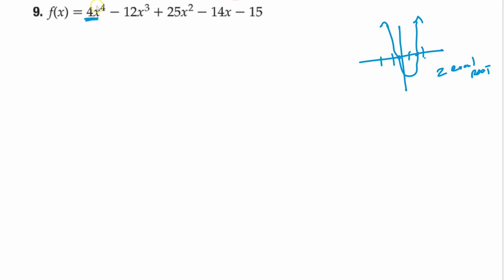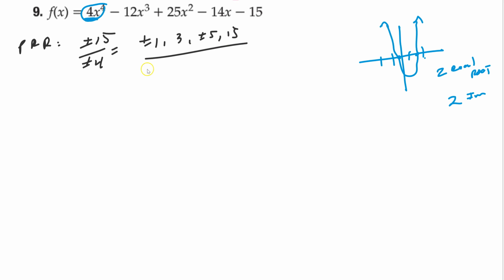We have x to the 4th, so there's going to be 4 roots in total, 4 complex roots in general. So there must be 2 imaginary roots. So we're going to have i's in this problem. So anyway, they don't cross nicely. I gotta list all my possible rational roots. The ones that might work. So last over first. Plus or minus 15 over plus or minus 4. Factors of 15 are 1, 3, 5, and 15. Factors of 4 are 1, 2, and 4. All the combinations. 1 over 1, 1 over 2, 1 over 4.